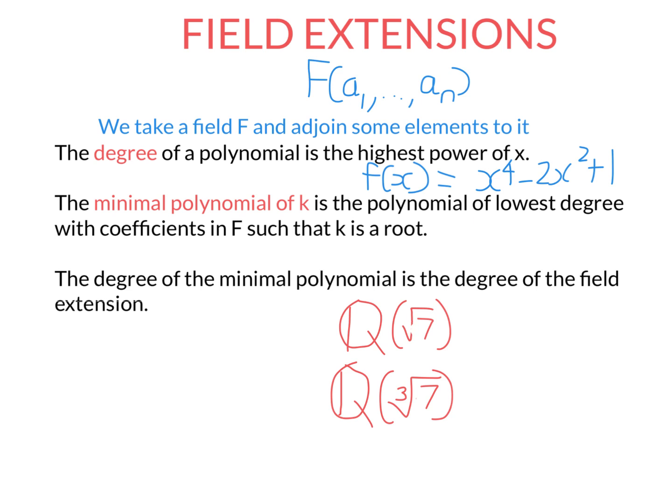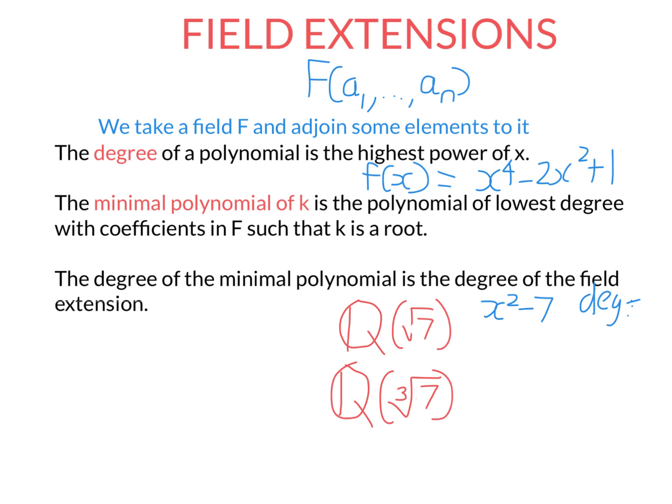Now you can't find a degree 1 polynomial because x - √7 doesn't have rational coefficients, but x^2 - 7 clearly does. This is a polynomial. It has rational coefficients 1 and -7. And √7 is clearly a root, because the square root of 7 squared is 7, and 7 minus 7 is 0. So the degree of this field extension is 2. And that's going to help us understand what this field will look like.